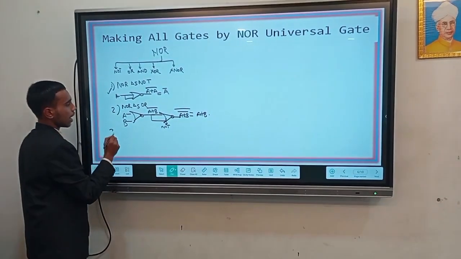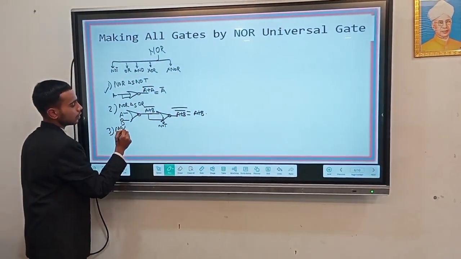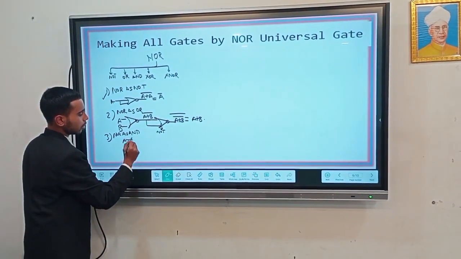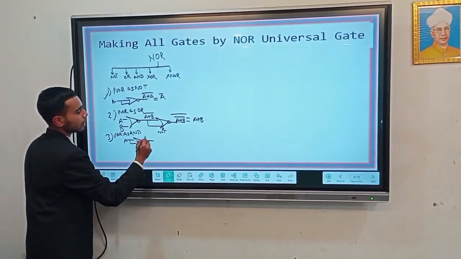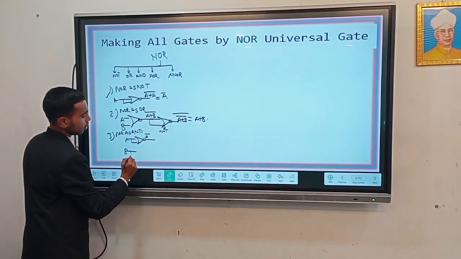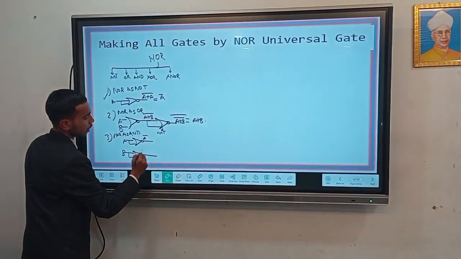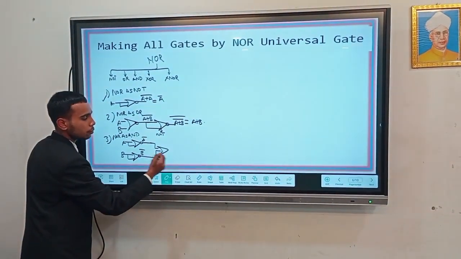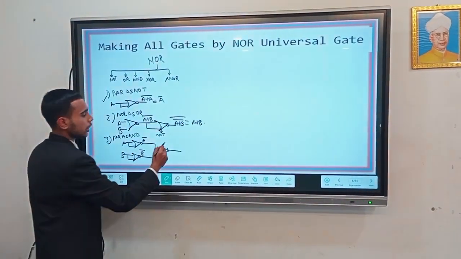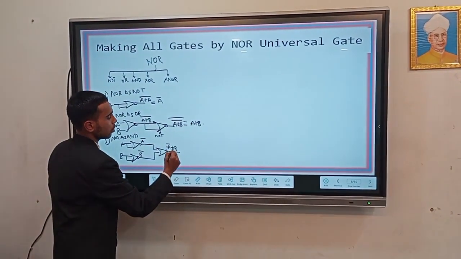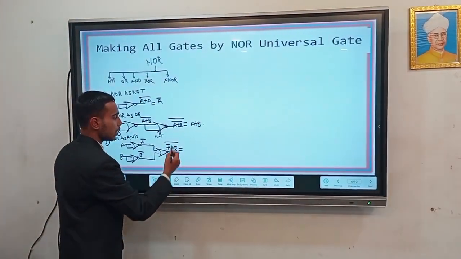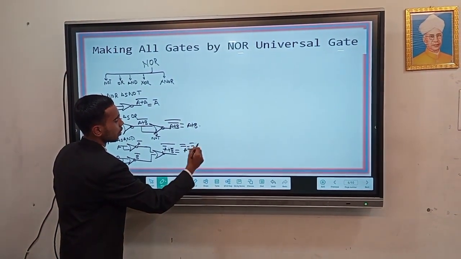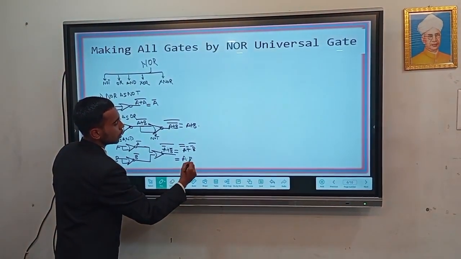Then third is the AND gate. So NOR as AND. A is given to one NOR gate like this. So we get A complement, we get B. B is sent to another NOR gate, we get B complement. And now these two outputs are made the input of the third NOR gate. So we get A bar plus B bar whole bar. Now we will apply this complement. So A double bar plus bar and B double bar. That is resulting to A into B.